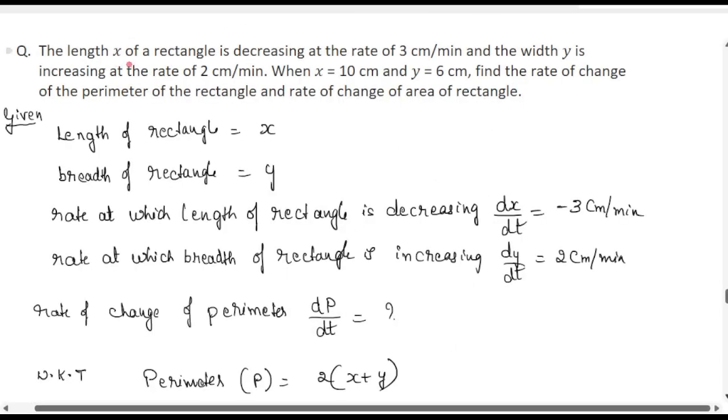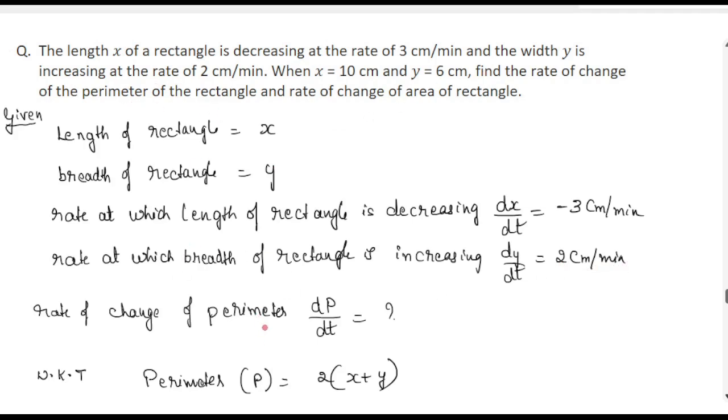Next question. The length x of a rectangle is decreasing at the rate of 3 centimeter per minute and the width y is increasing at the rate of 2 centimeter per minute. So if we consider length of rectangle as x and breadth of rectangle as y, what is given is the length of the rectangle is decreasing. That means we need to take this as a negative value. So dx by dt equal to minus 3 centimeter per minute. And the width is increasing. So dy by dt equal to 2 centimeter per minute. Find the rate of change of perimeter of the rectangle.